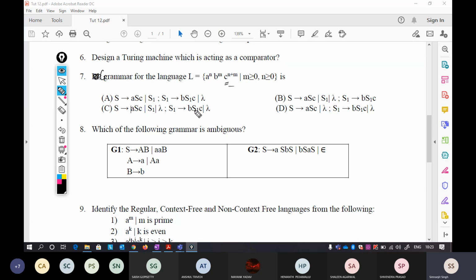So first of all, in this language there is a lambda. You can see because n and m are greater than or equal to 0, so there is a lambda. Just take a look at this. Which particular option cannot derive lambda here?